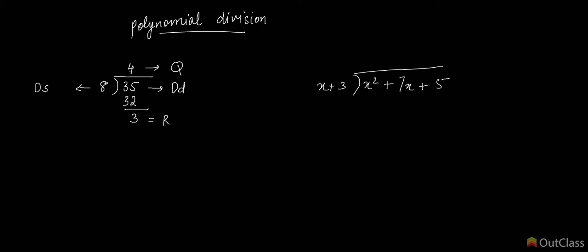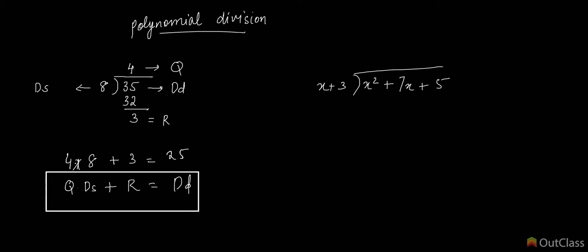Basically 4 into 8, 32, plus the 3 will give you the 35. 4 into 8 plus 3 will give you the 35. That is quotient times the divisor plus remainder is equal to dividend. This is basically what Euclid's division algorithm is.